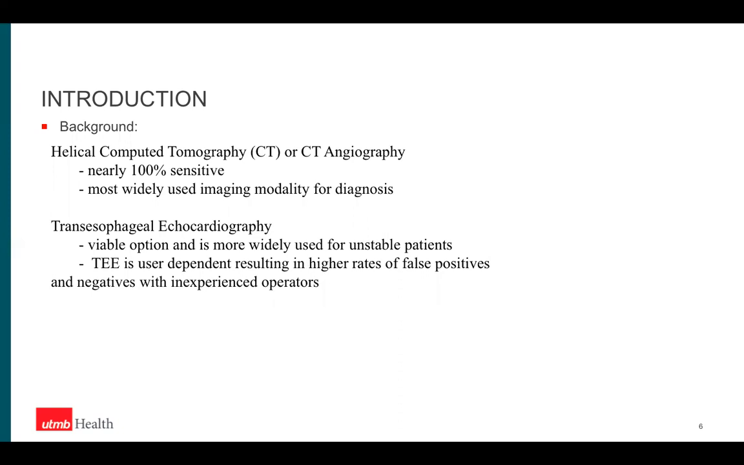Helical CT and CT angiography are 100% sensitive for aortic dissection, and these are the most commonly used imaging modalities for establishing the diagnosis. Transesophageal echocardiography is a viable option and is widely used for unstable patients, but of note, TEE is highly user dependent and high rates of false positives and false negatives have been reported with inexperienced users.